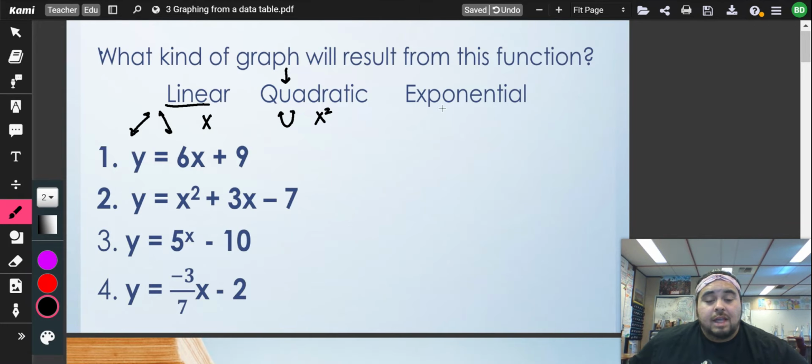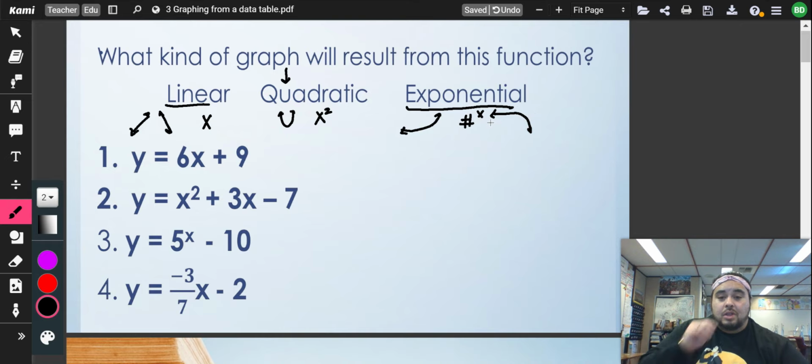Exponential, the key word here is exponent. What we're looking for is a key feature in the equation of a number that's raised to the power of x, where x is actually our variable. Remember, exponential is that Superman curve where it starts off small, but then it starts to curve up like that, or it can curve down like that. So those are the graphs that we're going to be working with today.